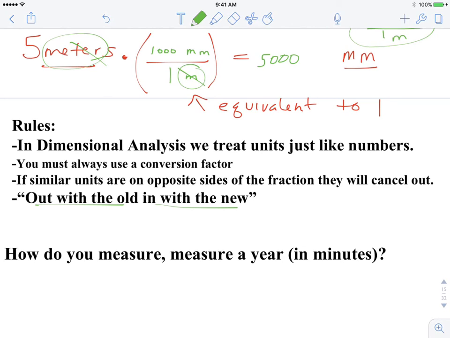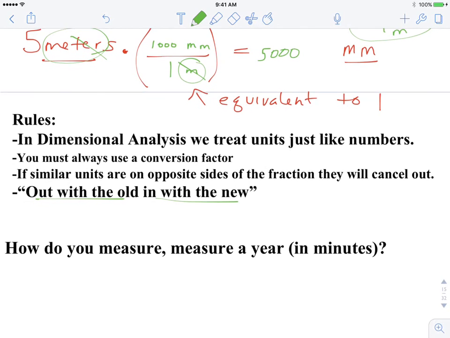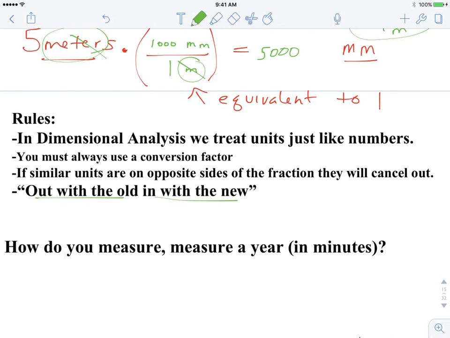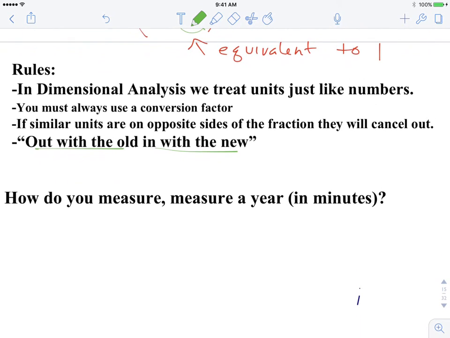So here's one for you to try this out. People are able to do this problem. They know it. How do you measure a year in minutes? And what I want you to do is I want you to pause the video right now and I want you to try. I want you to take 1 year and I want you to convert it to how many minutes?